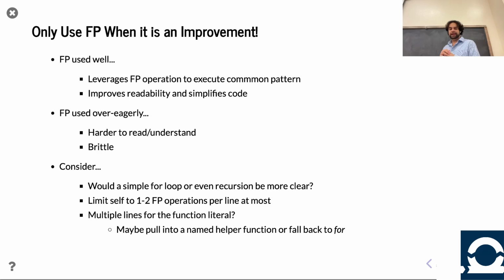However, when I feel pressure to do zip with index, I often just say screw it and use a for loop, because you need that index for some reason. So the considerations are: should you use a for loop instead? Maybe is recursion more clear? I say one or two functional programming operations per line at most. Some might say three, but that's really pushing it. If your function literal, that little anonymous function inside there, becomes more than one line, just write it separately as a function, name it, and then pull it in. Also, sometimes if you don't want to do that, maybe just use a for loop, right?